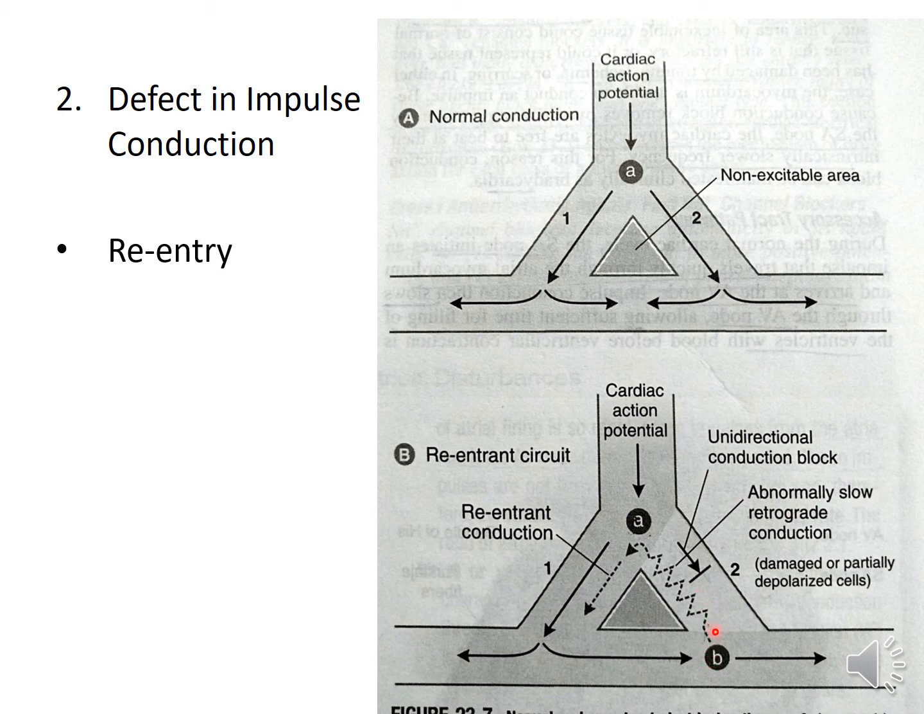Now when the wave enters through this pathway, as the tissue here is ischemic, the conduction is very slow, so it will take a longer time to reach here, and once it reaches here, the tissue at point A has recovered from the previous wave of depolarization. So this tissue is now in resting phase, and now the wave can enter through here.